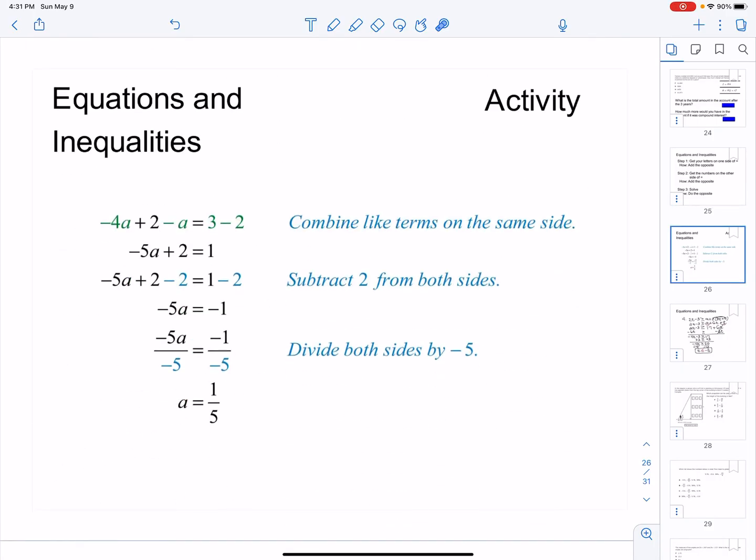Here's an example. So you got 4a plus 2 minus a equals 3 minus 2. Well, the first thing we do is we add like things together. So this negative 4a and this a right here, you could put that together to make the negative 5a. And then we add the opposite to move the 2 to the other side. And then we end up with negative 5a is equal to negative 1. Divide both sides by negative 5, and you end up with a is equal to 1/5.